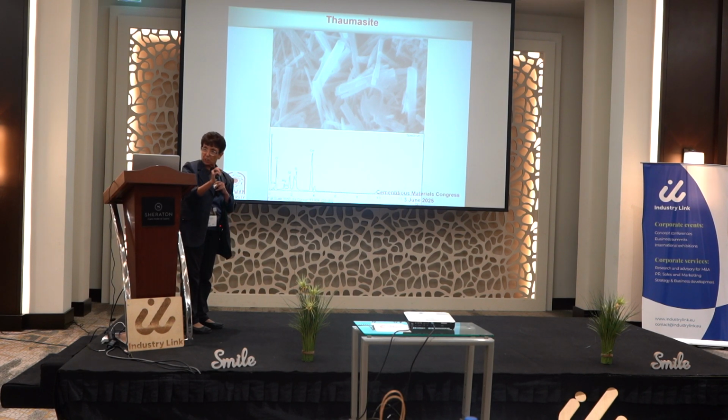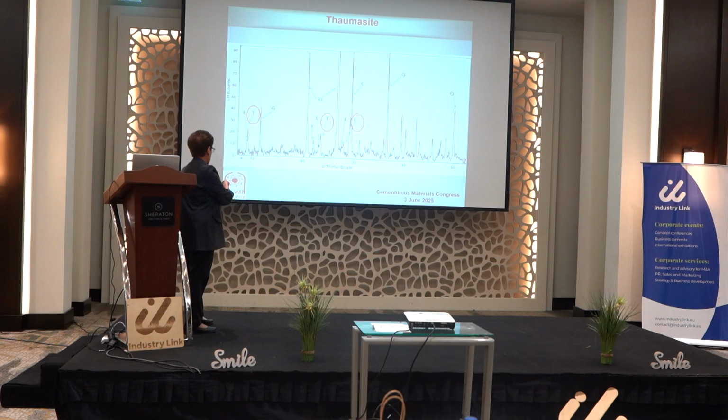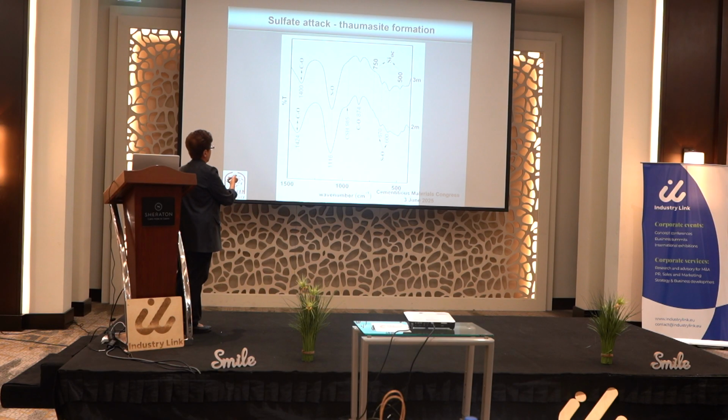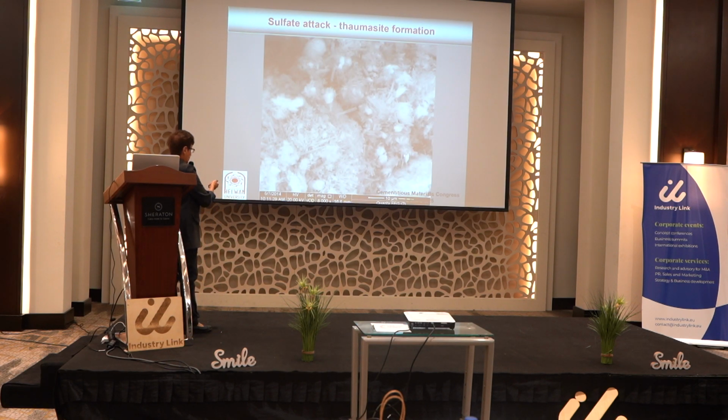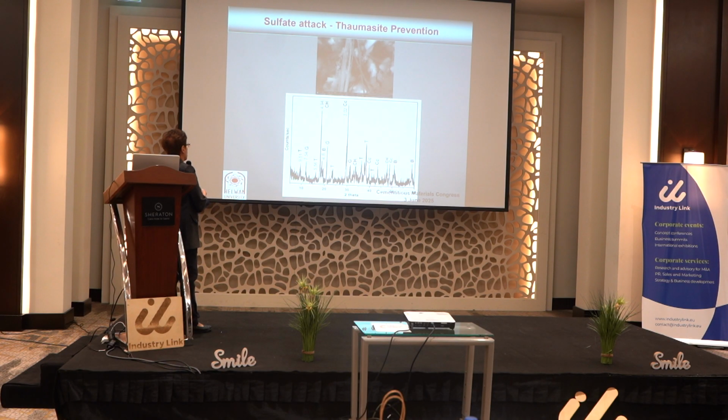But you can differentiate it with the accreting fraction and with the infrared. It is very similar to ettringite, but we could differentiate between ettringite and thaumasite. Also with infrared, you can see the frequency with the silicon, which is octahedrally coordinated. This is also thaumasite.